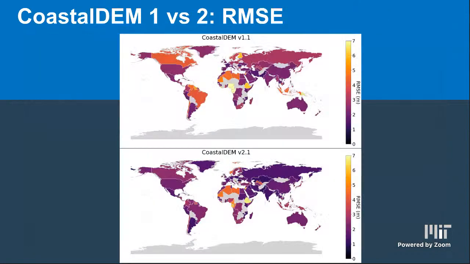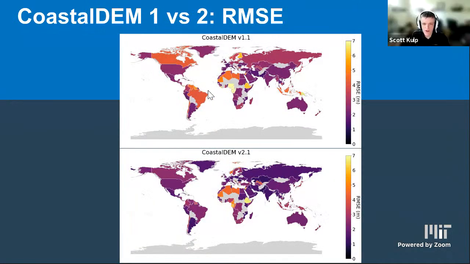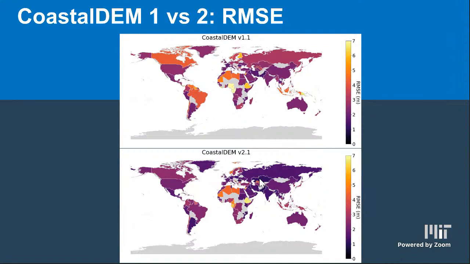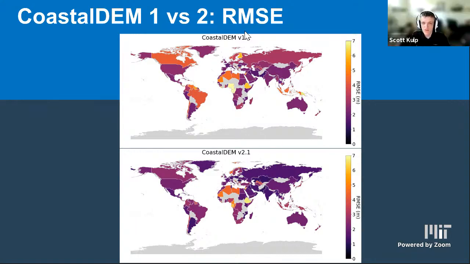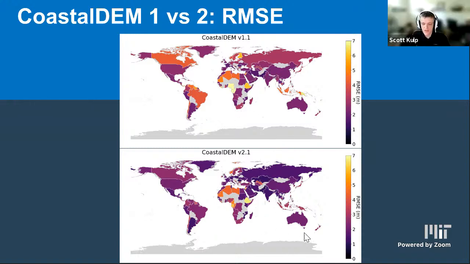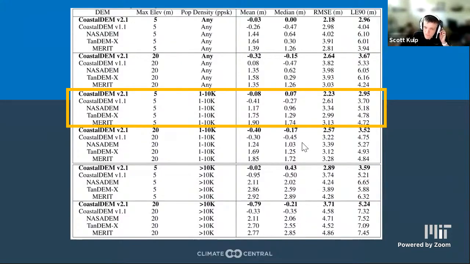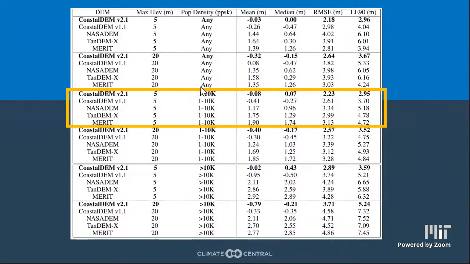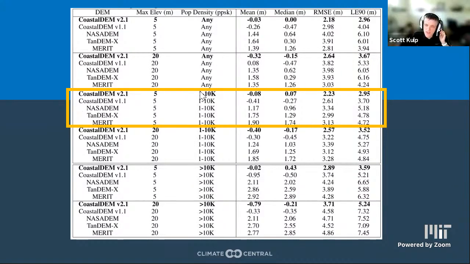Coastal DEM 1. And just as a preview of the results, this is the RMSE, so error. The RMSEs are generally cut by a third compared to Coastal DEM 1, especially in Africa, South America, and Asia. So we're excited about that. And these are global estimates, especially here, the estimates of error in the low-lying populated areas, comparing Coastal DEM 2 versus 1. So these are the bias and RMSE. We're excited about these results.